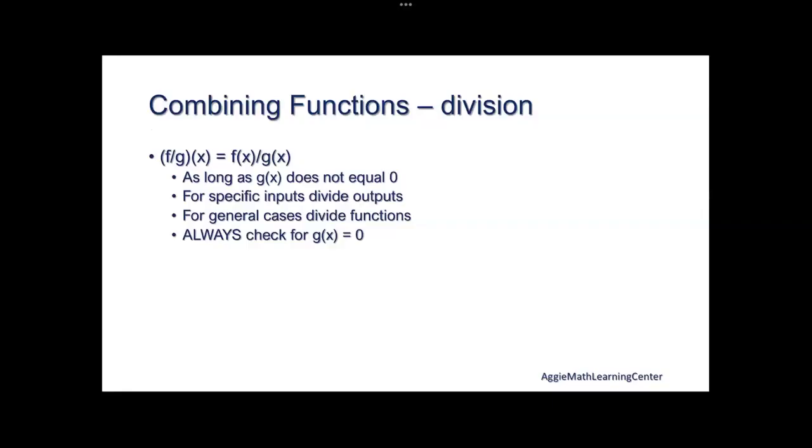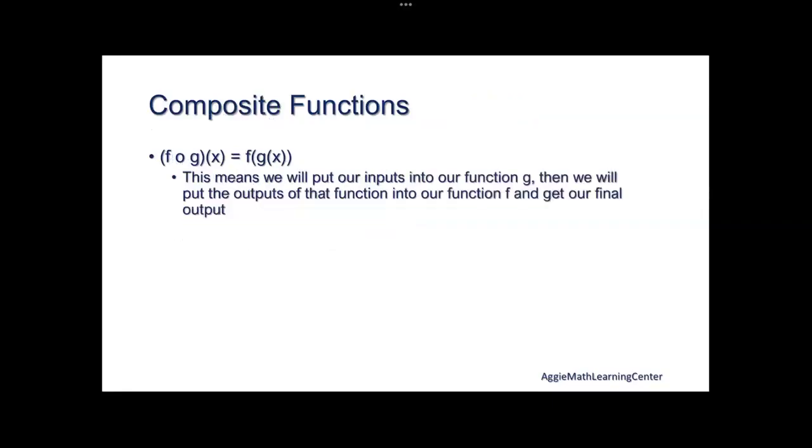No? Okay. So this is just a review of what that notation means. This is the probably fun new one, the composite function. Sometimes the circle thing is big like an O or small, but it's always meant to mean f of g of x. That means we will put our inputs into our function g, then we will put the outputs of that function g into our function f and get our final output.